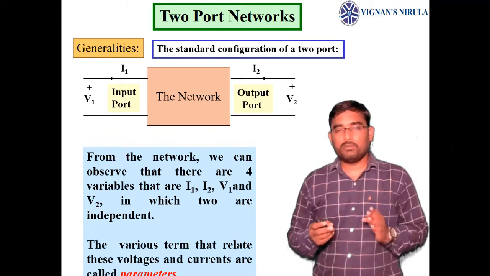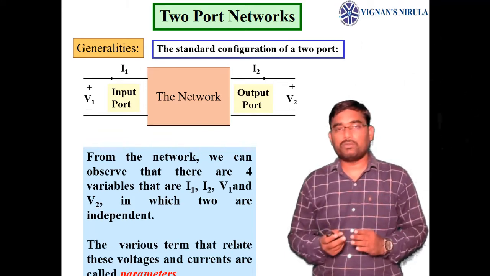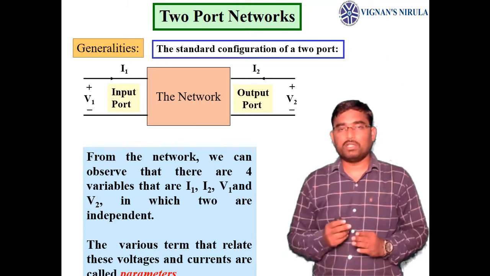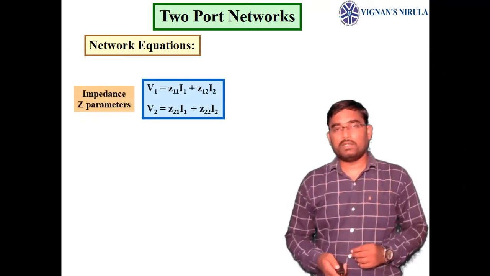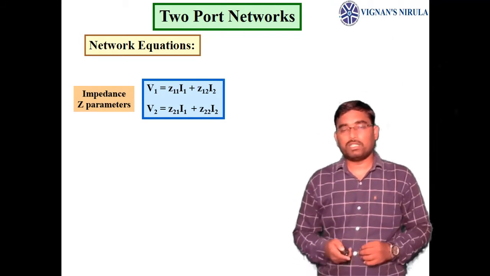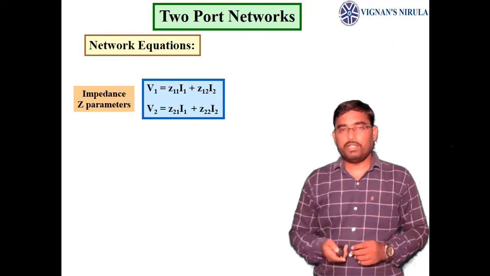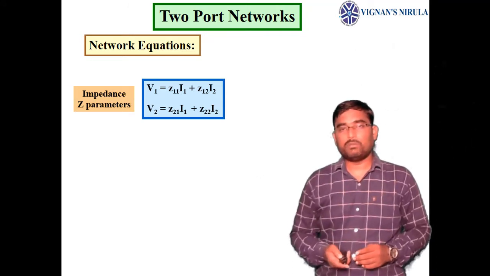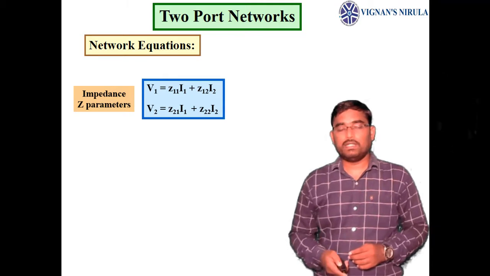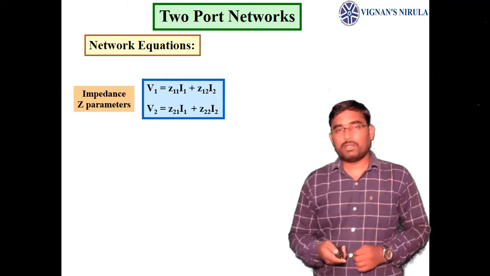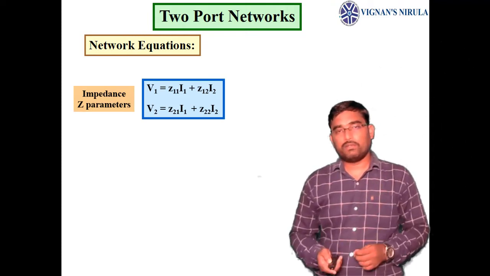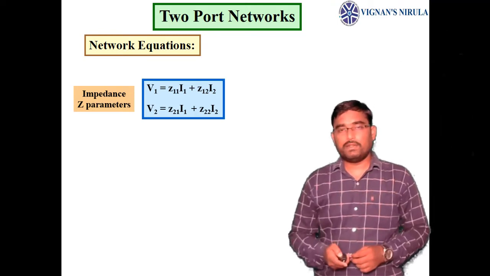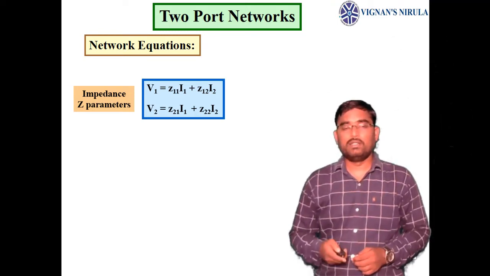The two-port network parameters are used to represent two variables out of these four in terms of the other two variables. There are different types of parameters. The first one is the Z parameters, also called impedance parameters, which are used to express the port 1 and port 2 voltages V1, V2 in terms of the port 1 and port 2 currents I1, I2. V1 equals Z11 I1 plus Z12 I2, and V2 equals Z21 I1 plus Z22 I2. Here Z11, Z12, Z21, Z22 are the Z parameters.